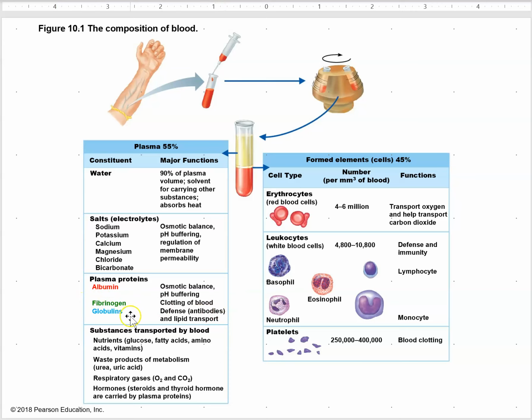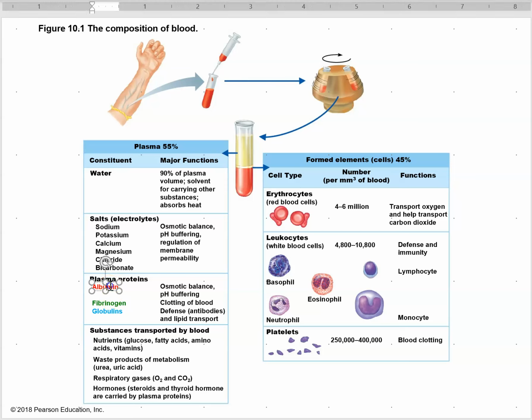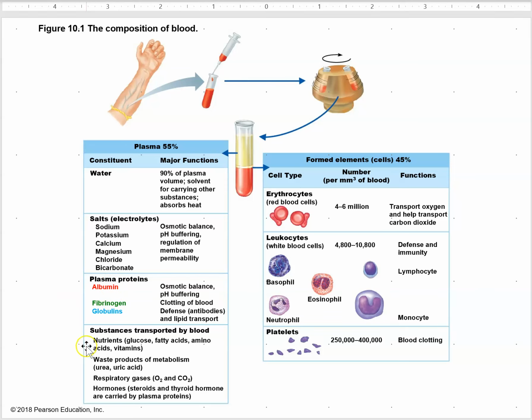And then the blood plasma has plasma proteins: albumin, fibrinogen, and globulin. These are the most important proteins present in the blood. Albumin makes up about 54 to 60% of the proteins in the blood. And then blood also contains nutrients like glucose, fats, and amino acids, vitamins, and waste products, which is then taken to the kidney for filtration. And then it also contains respiratory gases, oxygen and carbon dioxide.